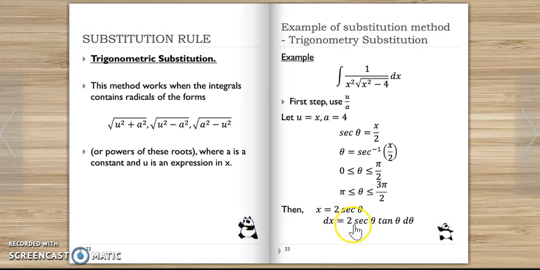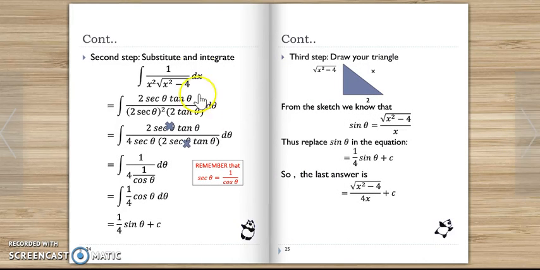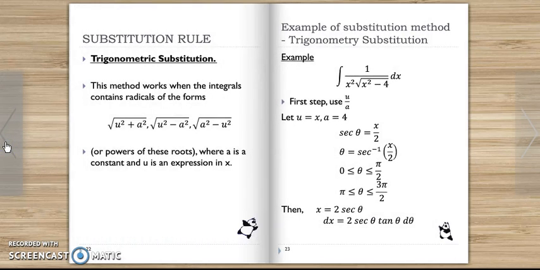Then the second step, we substitute and integrate. Here we cancel what we can cancel. Remember, sec theta equals 1 over cos theta. When we substitute and integrate, we get 1 over 4 sin theta plus c. Then the third step is to draw your triangle. Then the last answer is here. Basically, trigonometric substitution is quite hard, but if you want to know further, you can look up the steps on YouTube, and when you see how to calculate it, it will be easier for you.